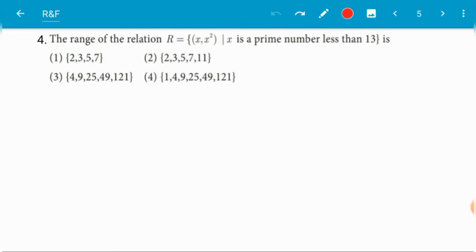So first of all, you have to find relation R. For finding the relation, first know what x is. What is x? Okay. X means what? A prime number less than 13.